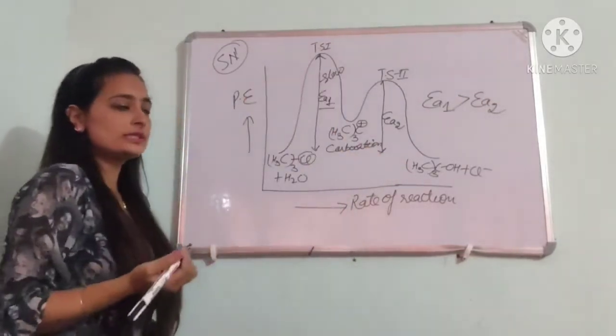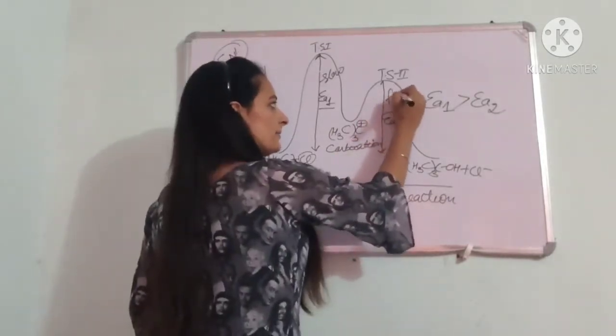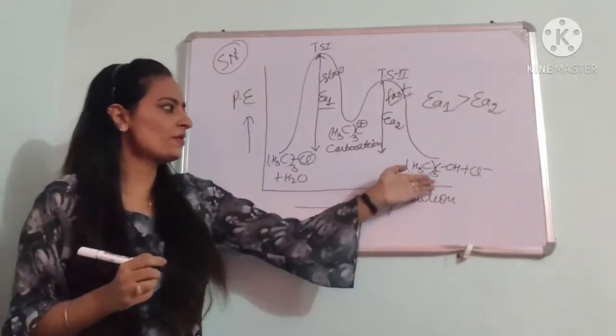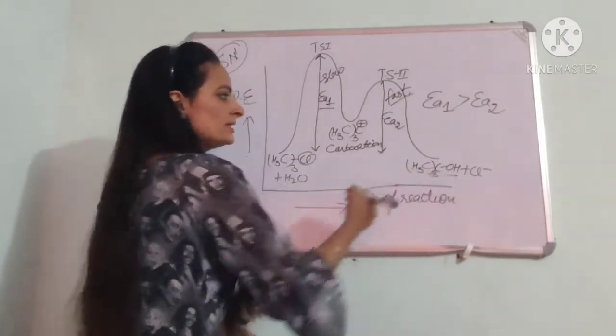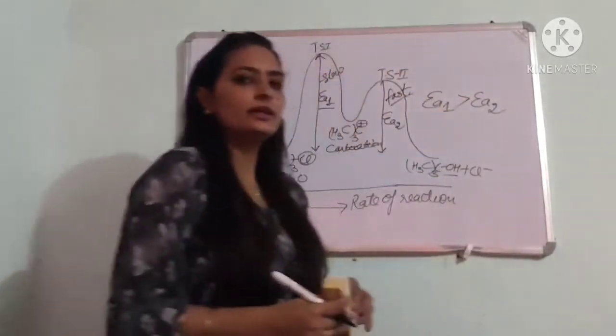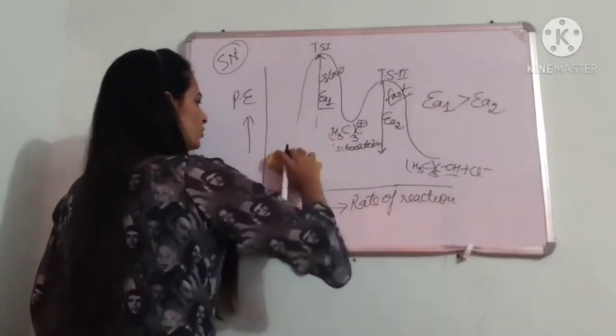As you also saw in the previous video where we did the mechanism, the second step is the fast step, because the energy required to form the product, which is your alcohol, is less. Now similarly we are going to draw the potential energy curve for your SN2 reaction.